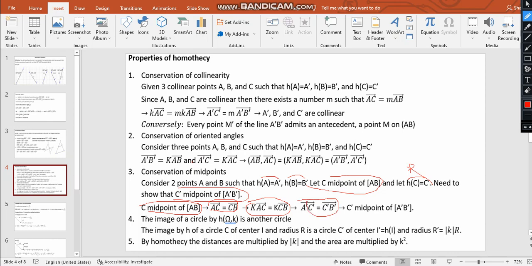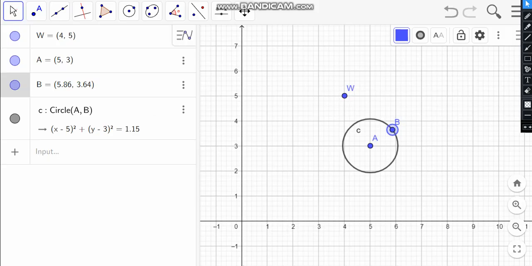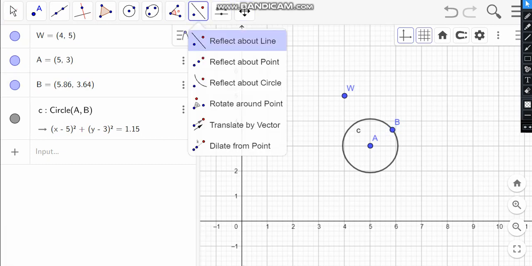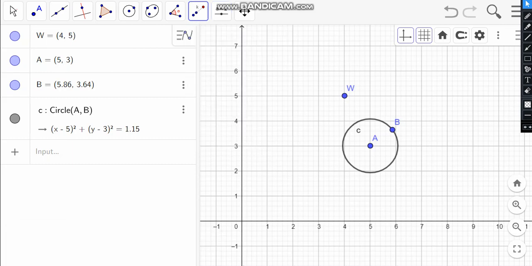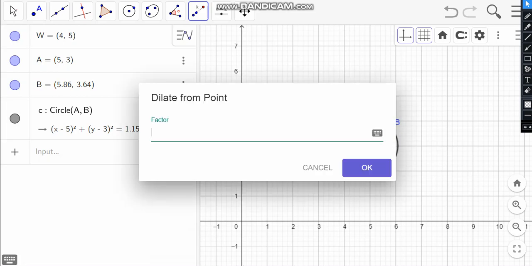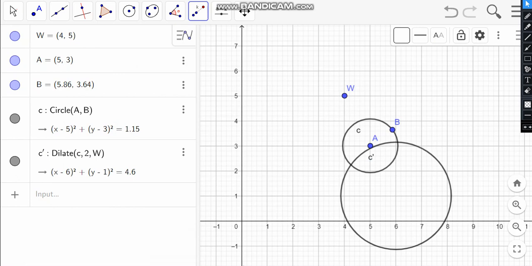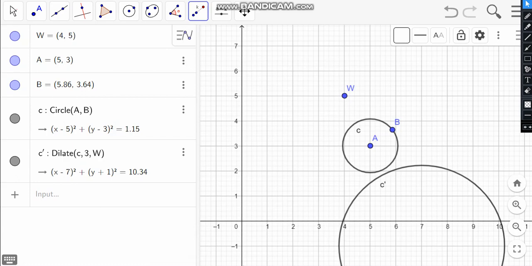Now concerning the circle, suppose you have a homothecy of center omega and ratio K. You're going to have another circle, but the radius of the circle will be multiplied by K. Let us see it on GeoGebra. So now we have this circle. I want to find the image of this circle by a certain homothecy. Suppose from circle C with omega, let me say a ratio of 2. Let me put it more than 2, not to be overlapping, 3.